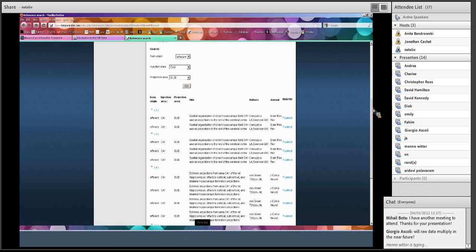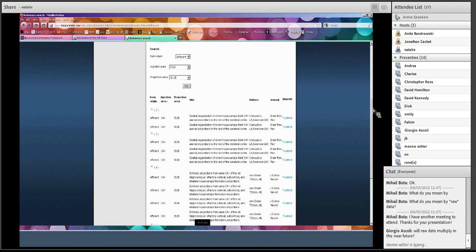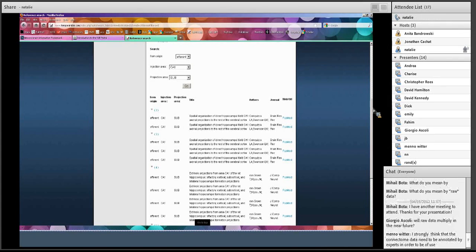We will draw data and multiply in the near future. I don't know. It depends on so many factors: if people are willing to share the data, if we can store it, which is another major issue, of course.